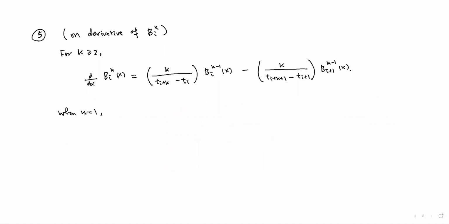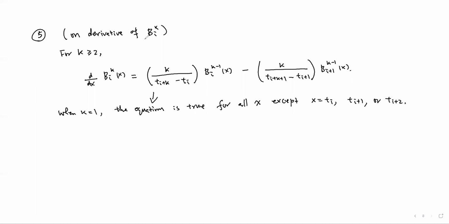So when k is 1, this equation is true for all x, except x equal to t_i, no derivative, t_{i+1}, no derivative, or t_{i+2}. So this property is about the derivative of B_{i,k}.